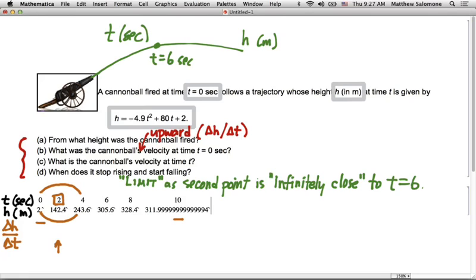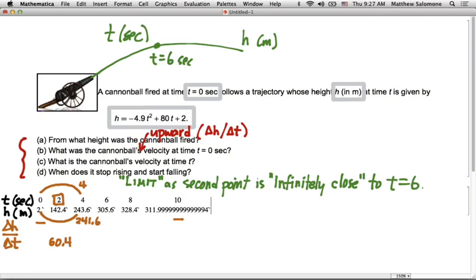Since we're using a symmetric difference, take the points that are on either side of 2 and find the slope of the line segment that joins those 2 points. In other words, find the rise, which would be the change in our height values here, our delta h. That's 243.6 minus 2. So that's 241.6. And then find our run, 4 minus 0. And then just divide the former by the latter. 241.6 divided by 4. That's 60.4.